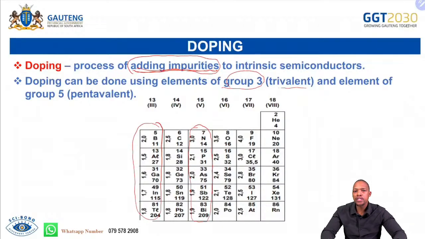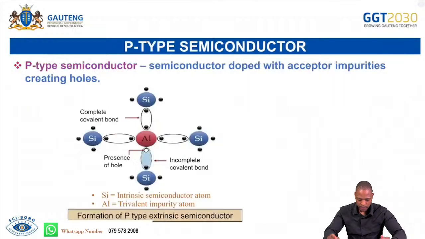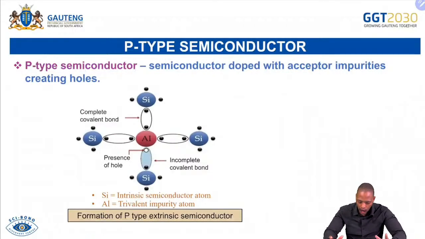I can use these elements again to dope an intrinsic semiconductor, or use them as an impurity, adding to an intrinsic semiconductor and try to make this semiconductor conduct electricity. Okay, so let's try and see if we can do this doping and check if we understand what we are talking about here. So how are we going to do this doping?